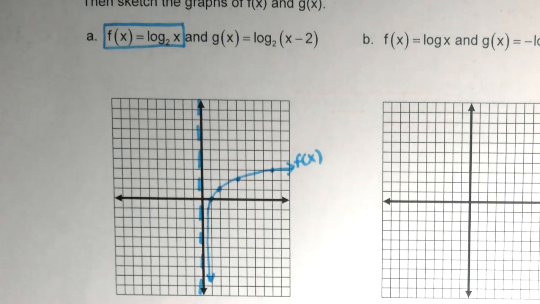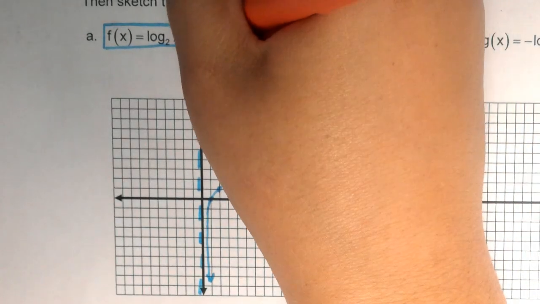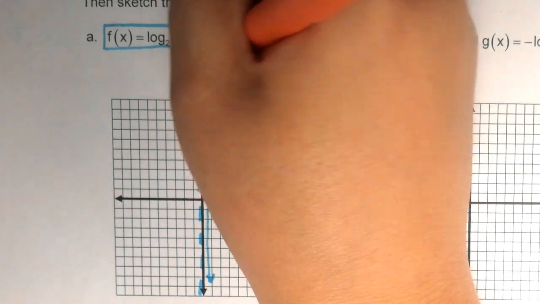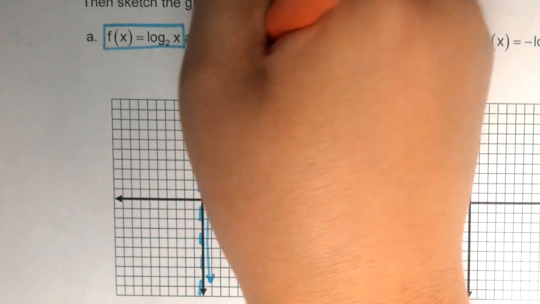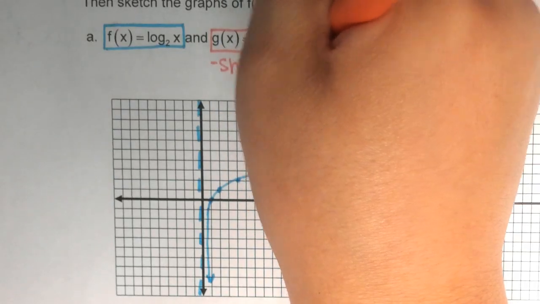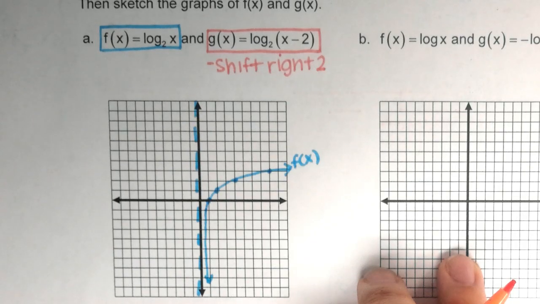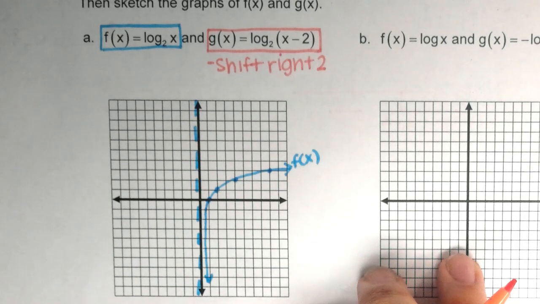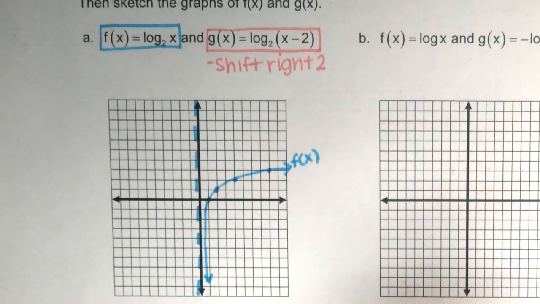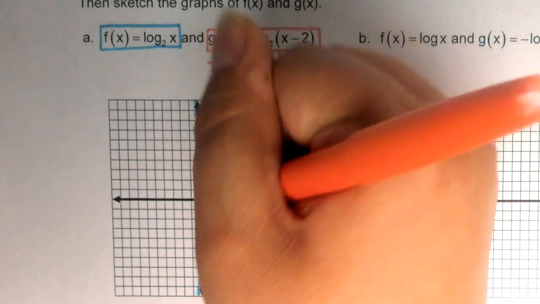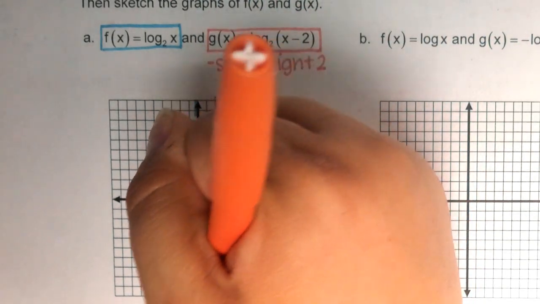What am I going to do with g of x right here? Say that again. This is going to shift right 2, because it's minus in the parentheses, you do the opposite. And what am I going to shift right 2? All the points and the asymptote as well. You're moving the asymptote as well. So literally shift everything right 2.